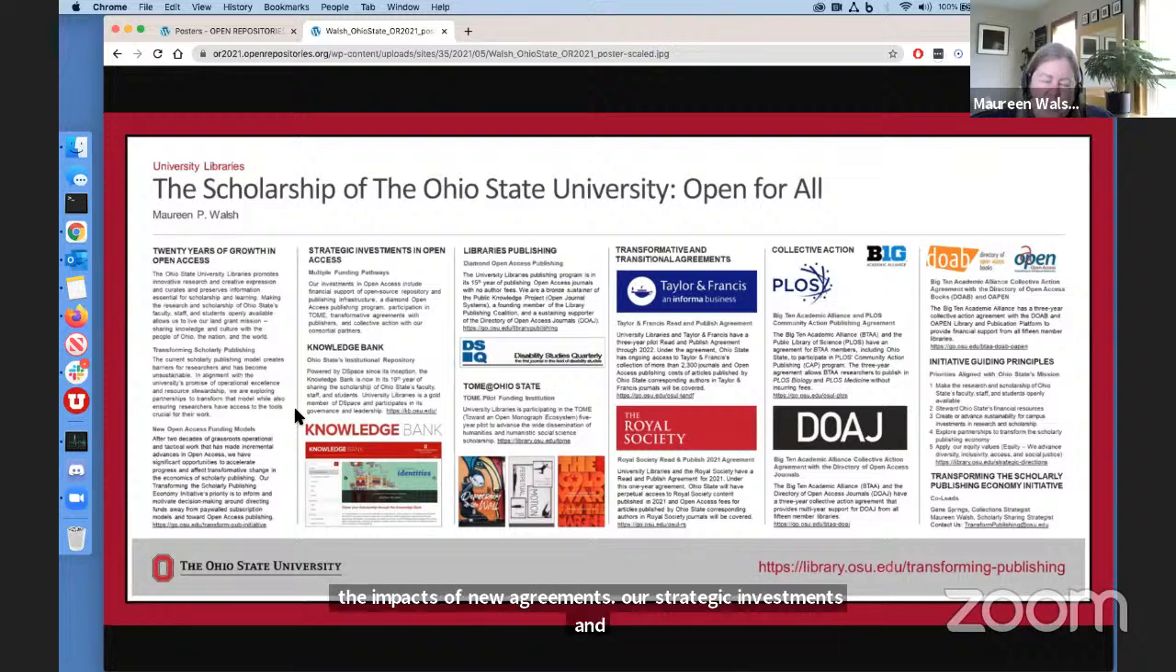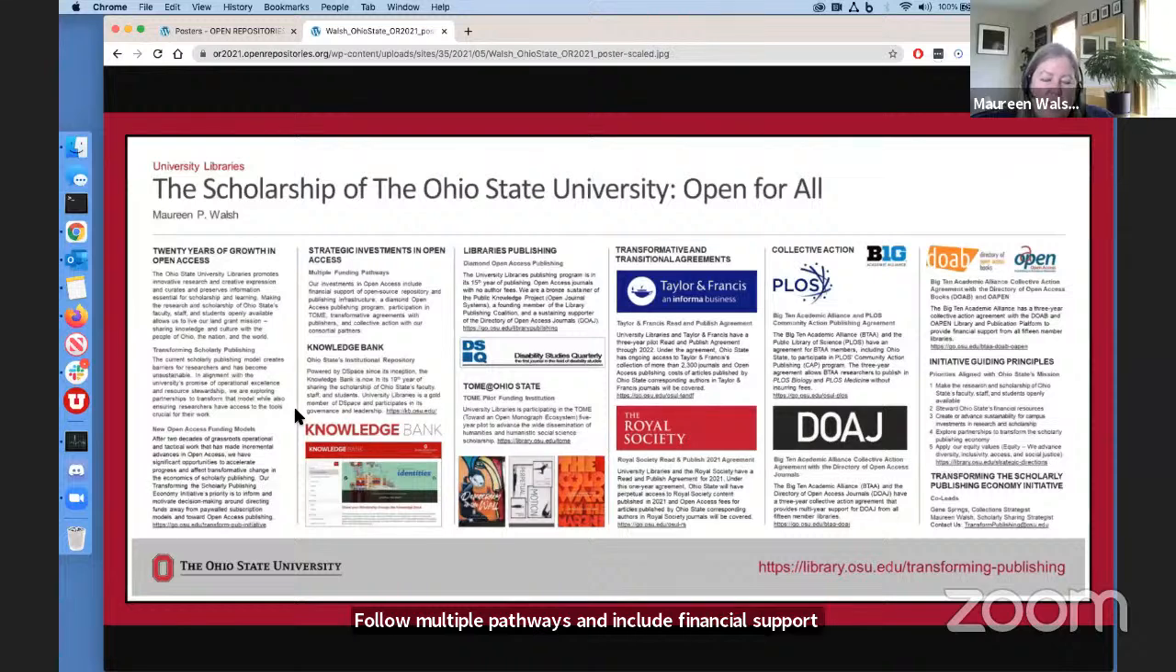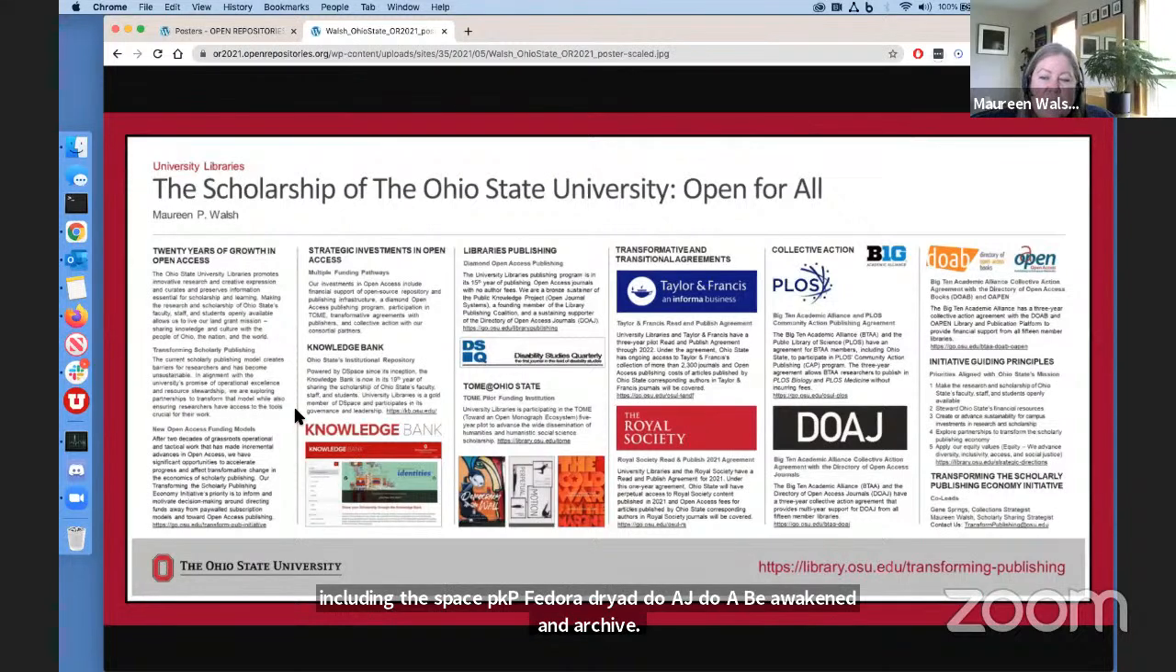repository and publishing infrastructure, including DSpace, PKP, Fedora, Dryad, DOAJ, DOAB, OAPN, and Archive, a Diamond Open Access Publishing Program, an institutional repository program in its 19th year, participation in TOME toward an open monograph ecosystem, transformative agreements with publishers, and collective action with our consortial partners.